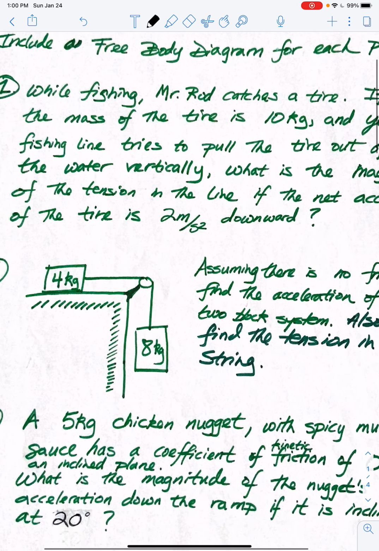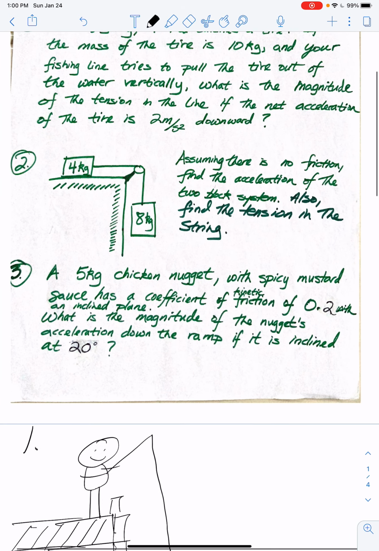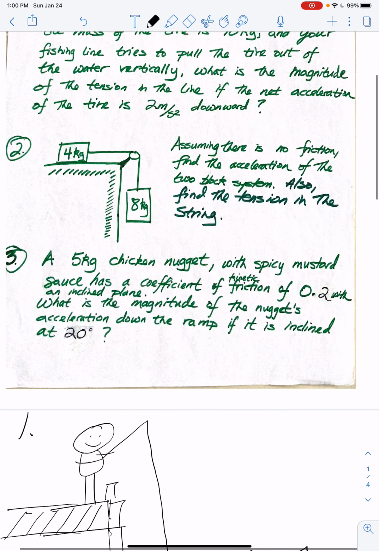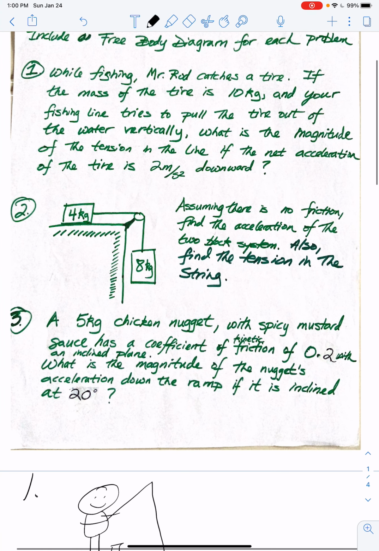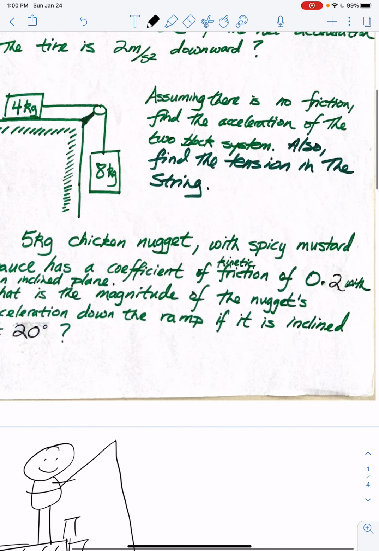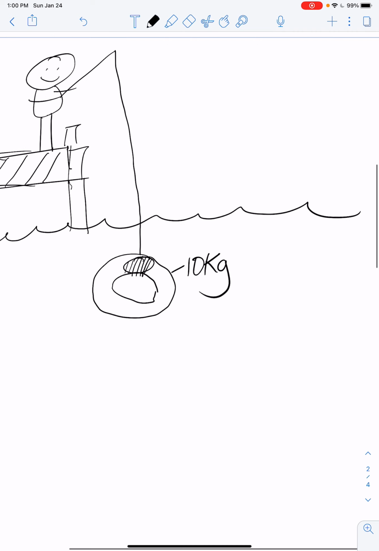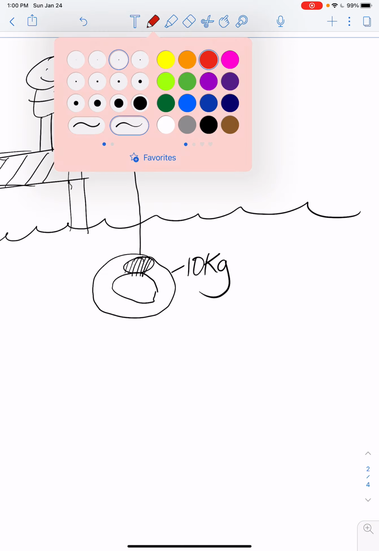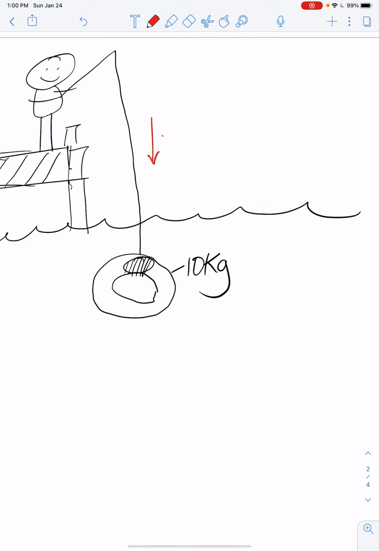It tries to pull a tire out of the water vertically. What is the magnitude of the tension in the line, if the net acceleration is... Oh, okay, so the net acceleration is actually going to be downwards. So the pulling force upwards is going to be so small that the tire is going to be accelerating into the water. So let's maybe go ahead and add that right here, that the acceleration is 2 meters per second squared downwards. And we're most likely going to define down as negative, but we'll worry about that in a second here.